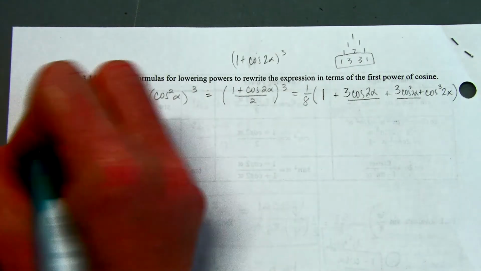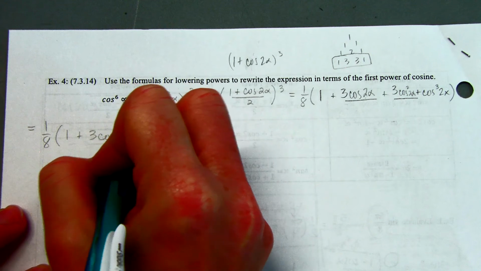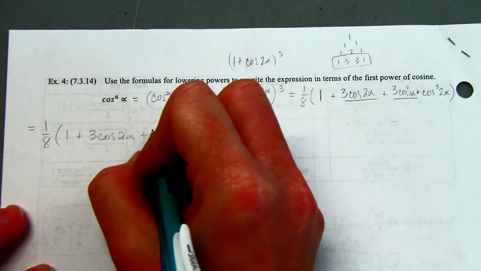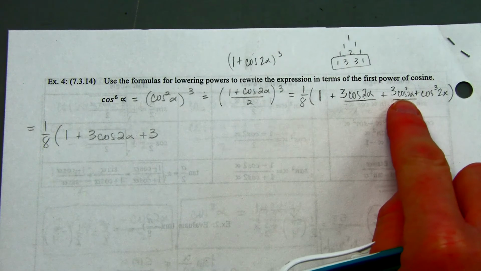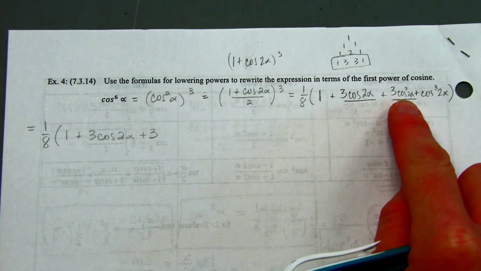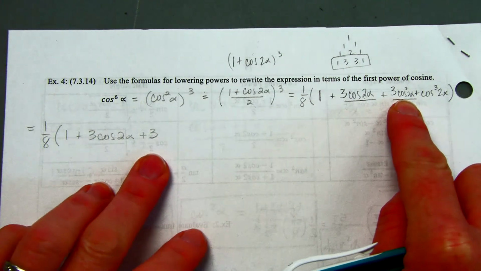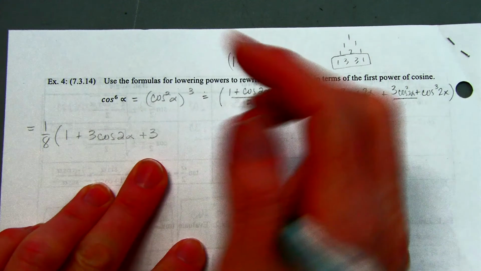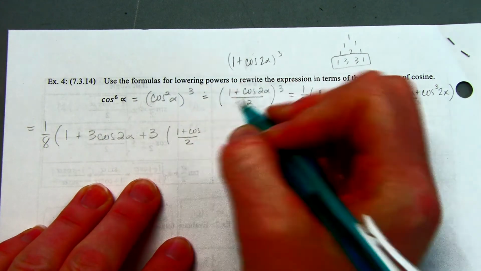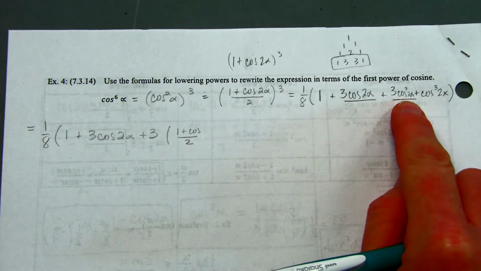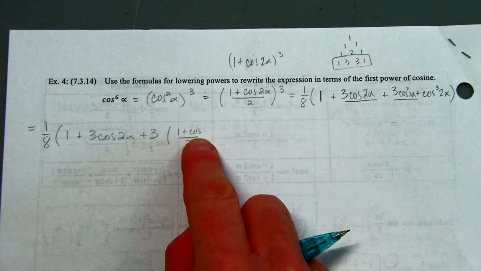So I'm going to move way over here. We've got 1/8, 1 plus 3 cosine 2 alpha plus 3. Okay, now we've got cosine squared 2 alpha. So we know that cosine squared is 1 plus cosine over 2. But what goes here next to the cosine? Is it alpha, 2 alpha, or 4 alpha?